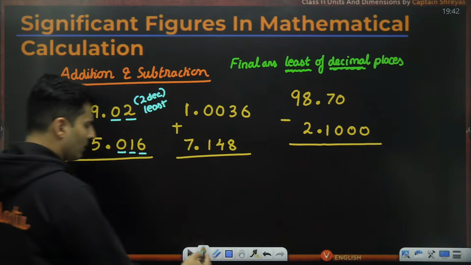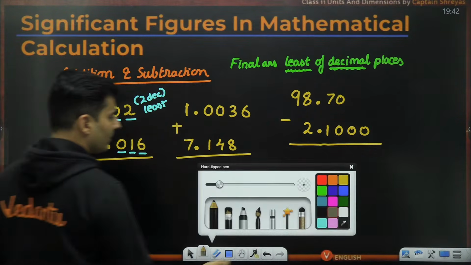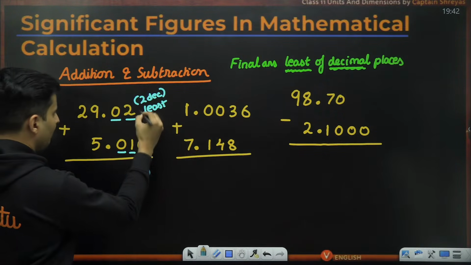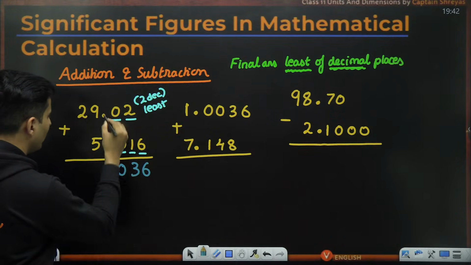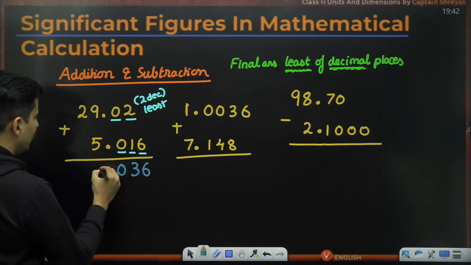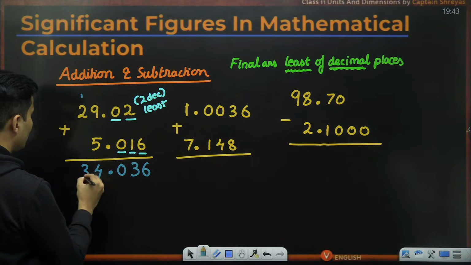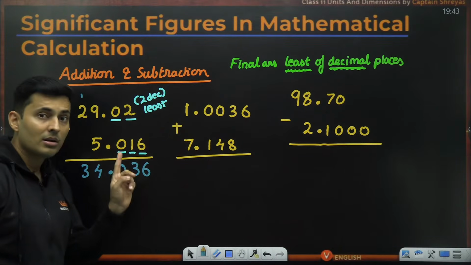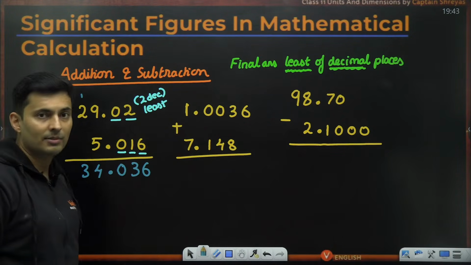So just do the normal addition like you would do, which is not going to be the final answer yet. So this will be 6 plus 0 is 6, 2 plus 1 is 3, 0 plus 0 is 0, decimal as it is, 9 plus 5 is 14, so 1 carried over. So 34.036.